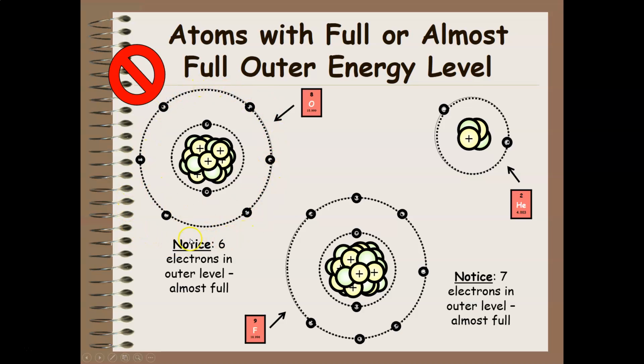It's almost full. Helium always throws people off because they say, oh no, it only has 2 electrons. That's not very full. But you got to remember that the first energy level, that 1s orbital, can only hold 2 electrons. So 2 is full for helium because that first energy level is just so tiny.